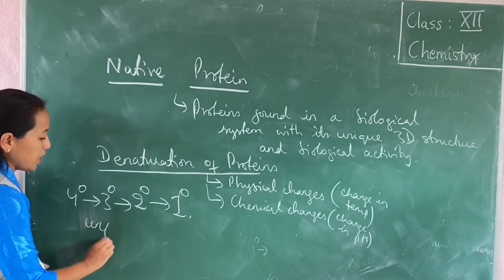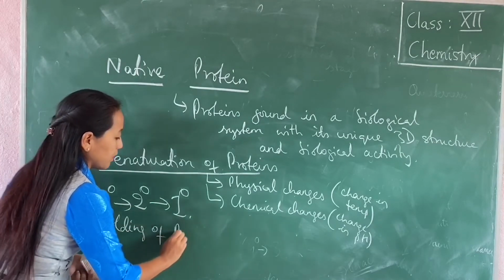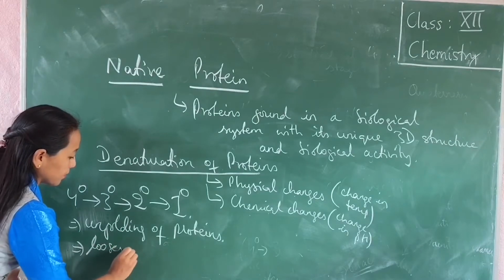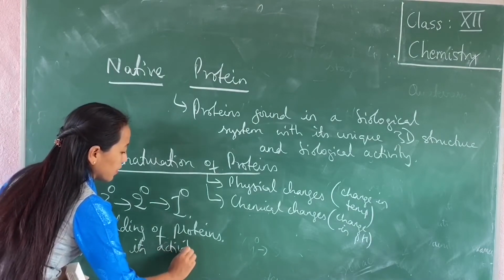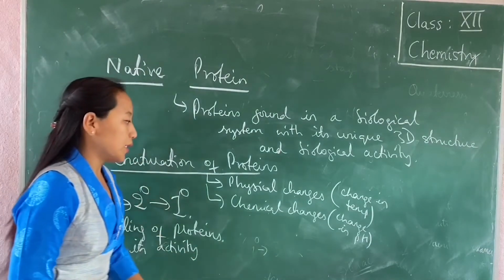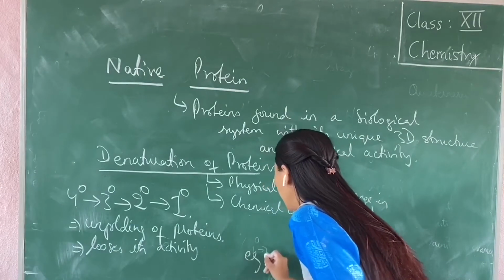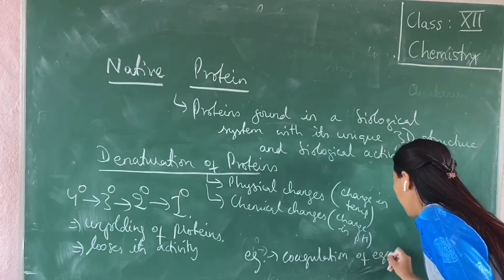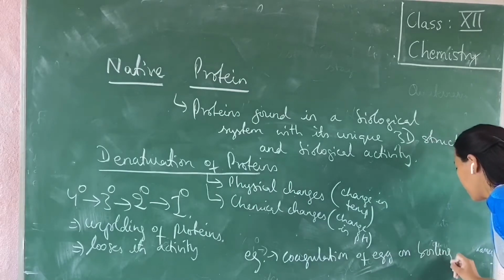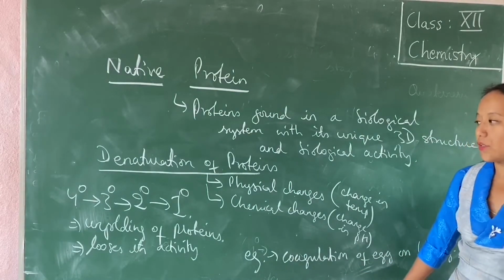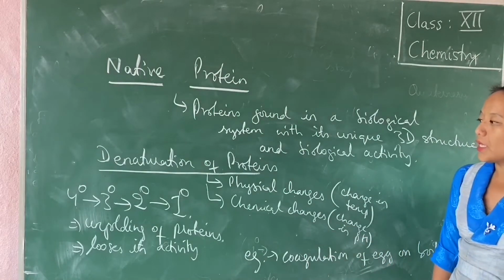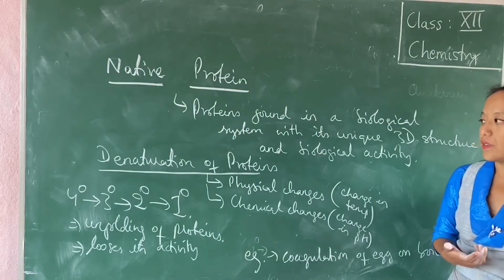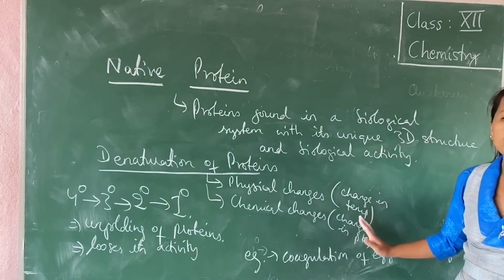So here, unfolding of the protein happens, because of which it loses its activity. This is called denaturation of proteins. The common example for denaturation of protein is the coagulation of egg on boiling. The coagulation of egg on boiling is a result of denaturation of the egg albumin, which is a protein. But when denaturation of proteins in our body takes place, we suffer from different kinds of diseases. So this is about the native protein and denaturation of proteins.